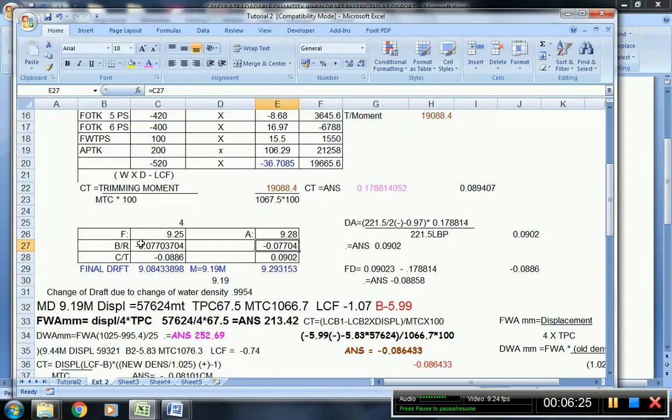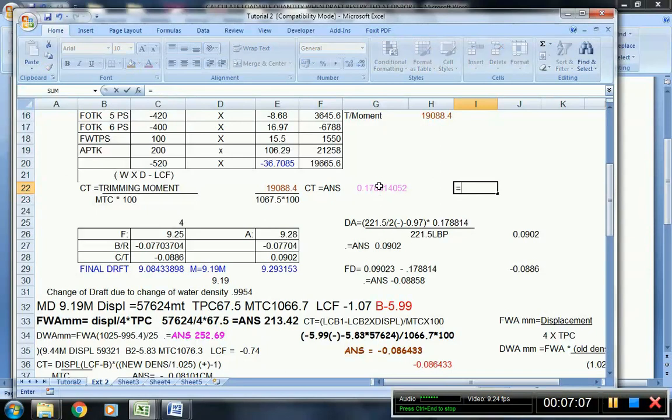Why is it bodily rise? Because there is a negative sign for forward and aft, so it should be parallel rise. The change of trim, actually, if you divide this figure by 2, and then after that divide by 100, because this is centimeters, and this is divided by 2 automatically.